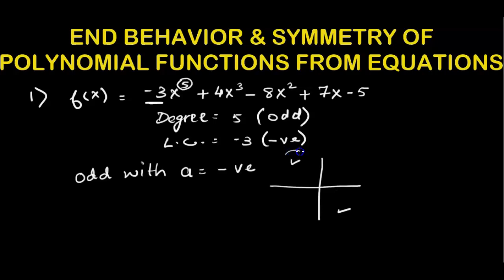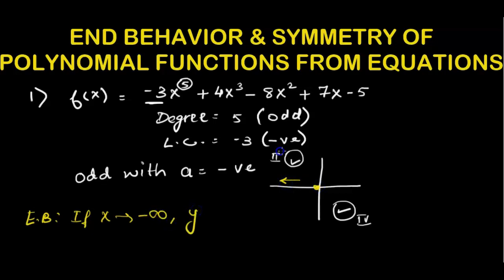Therefore, using these endpoints, we can write its end behavior. So this means second quadrant and this means fourth quadrant. Therefore, the end behavior is going to be: the first one is when we go towards the left side. So when x approaches negative infinity, y is in the top quadrant, so it's going to approach positive infinity. And when x approaches positive infinity, y approaches negative infinity because it's in the bottom quadrant.